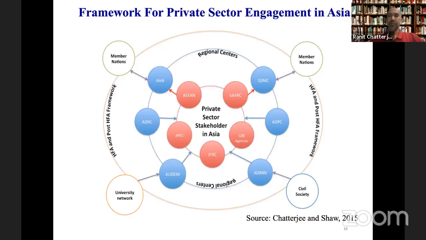This is just an idea of who operates in the private sector, and what the framework is at the regional level. You can see that the private sector would operate with the help of different bilateral organizations and agencies, and also regional organizations like ADRN, ADPC, SDMC, the SAARC Disaster Management Center, and the AHA Centre of ASEAN in the Asia region. They are also linked to member nations in regulation, as well as civil society organizations and academia. So this shows a framework for how the private sector engages in Asia, and the private sector comes somewhere here in the core. But most of it is run by the large companies, and there is hardly any focus on the very small industries or enterprises.